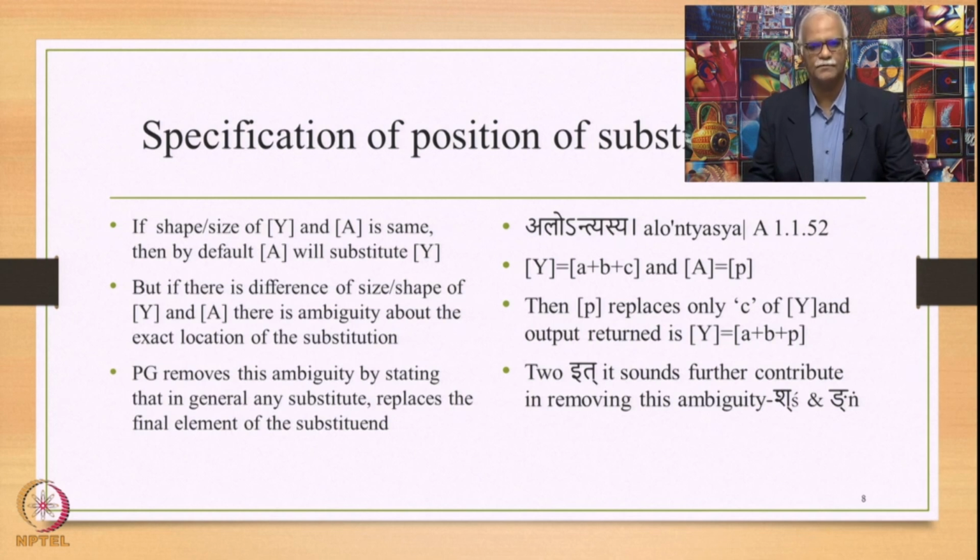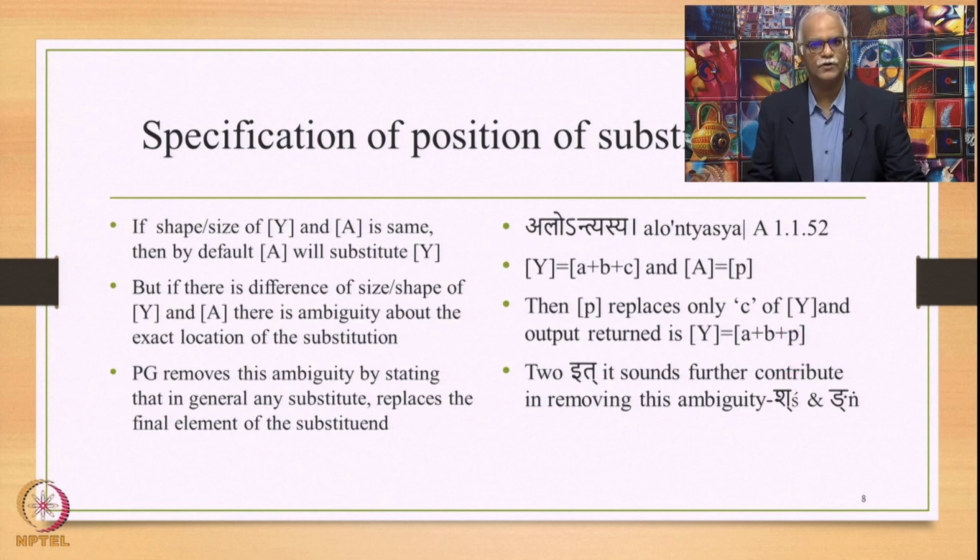Now the Pāṇinian grammar specifies that in general this P replaces only the C element, that is the final element over here of y, and the output returned is y equals A, B and P, A plus B plus P. P substitutes C.